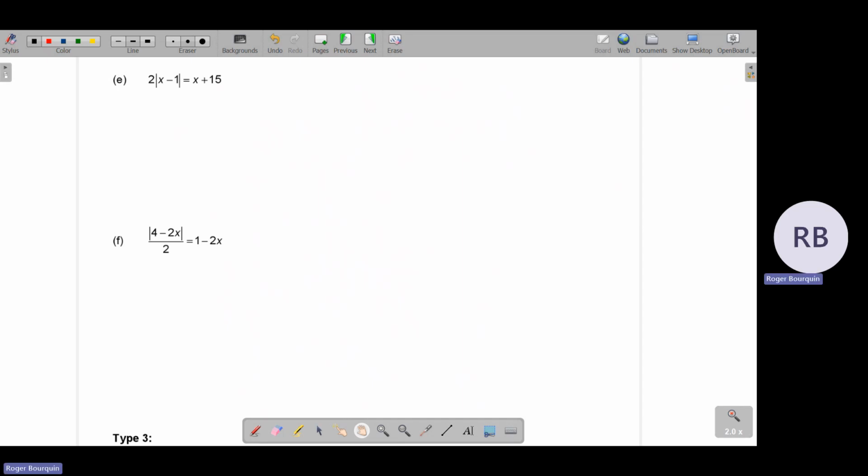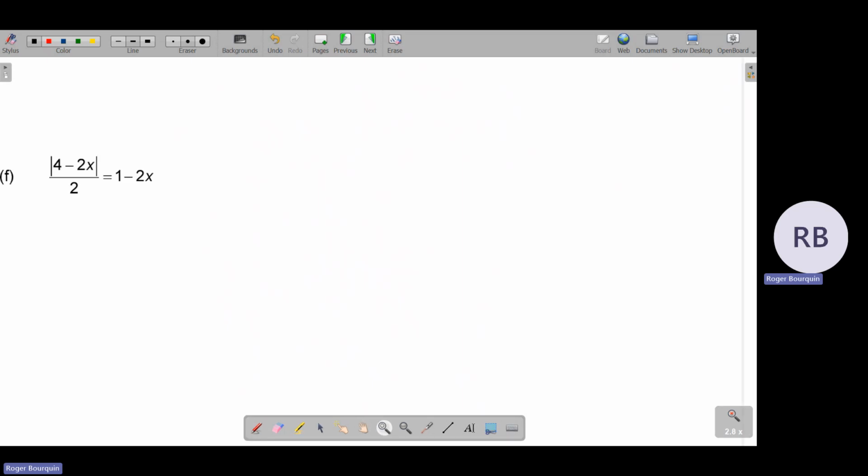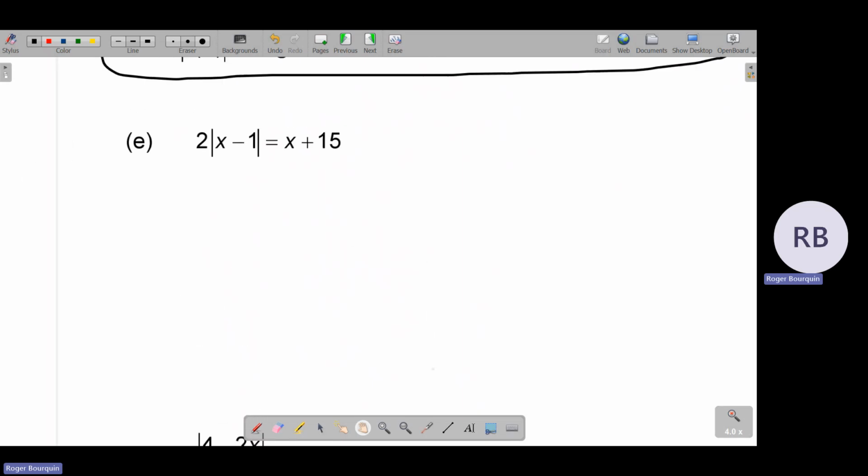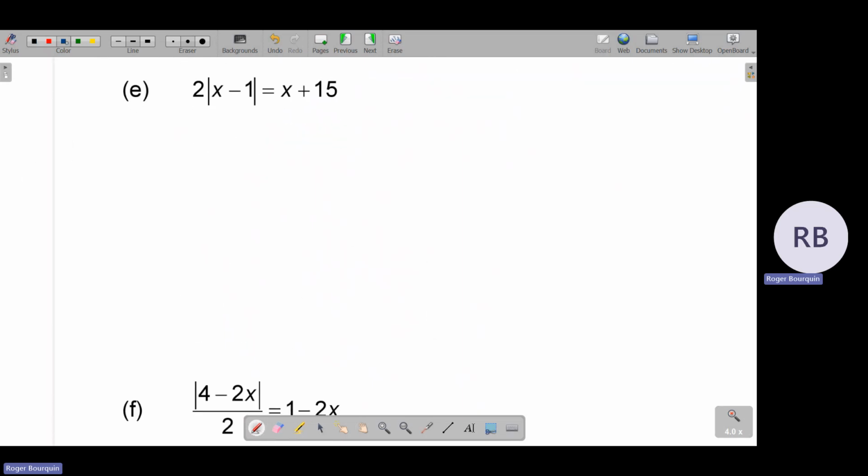2 times the absolute value of x minus 1 is equal to x plus 15. Okay, so a bit annoying this question probably. You're going to end up with fractions. The first thing I would do is divide by 2, right? So I get the absolute value of x minus 1 is x plus 15 over 2.